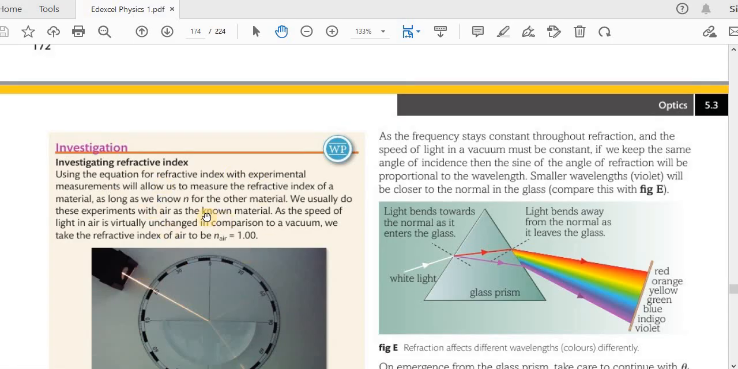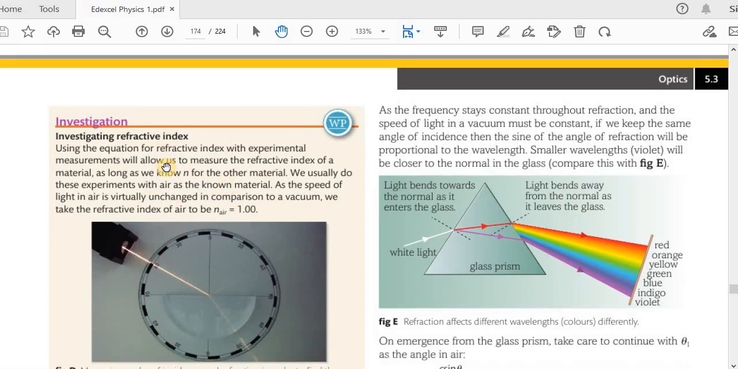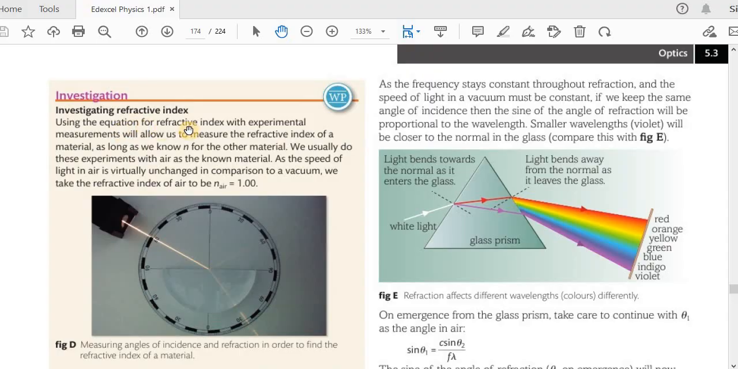Okay, here is the experiment. Like I said, you can have this in the Unit 3 paper, investigating refractive index. Using the equation for refractive index with experimental measurements will allow us to measure the refractive index of a material, as long as we know n for the other material. We usually do these experiments with air as the known material, as the speed of light in air is virtually unchanged in comparison to a vacuum. We take the refractive index of air to be n air. This means the refractive index of air equals 1.00.